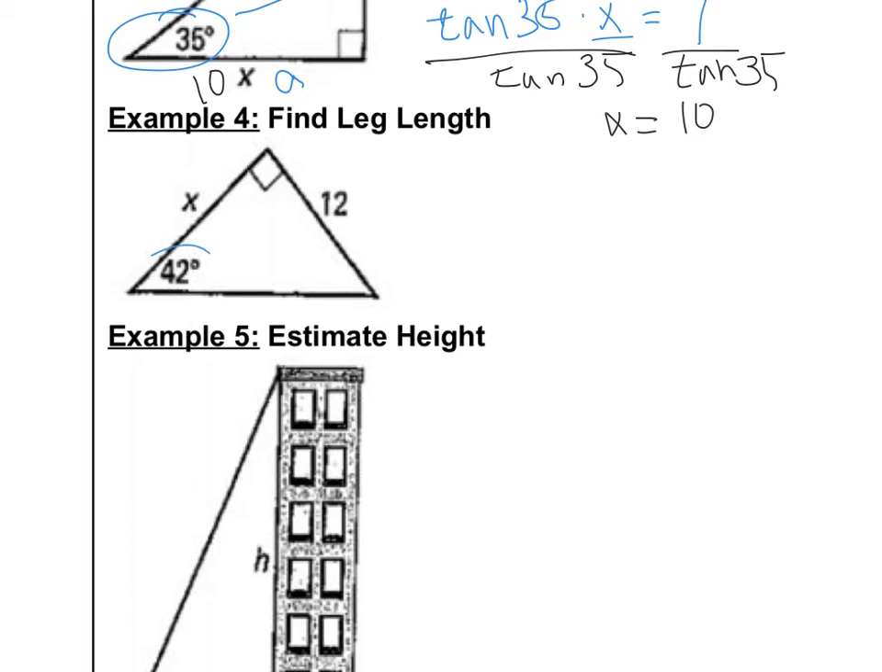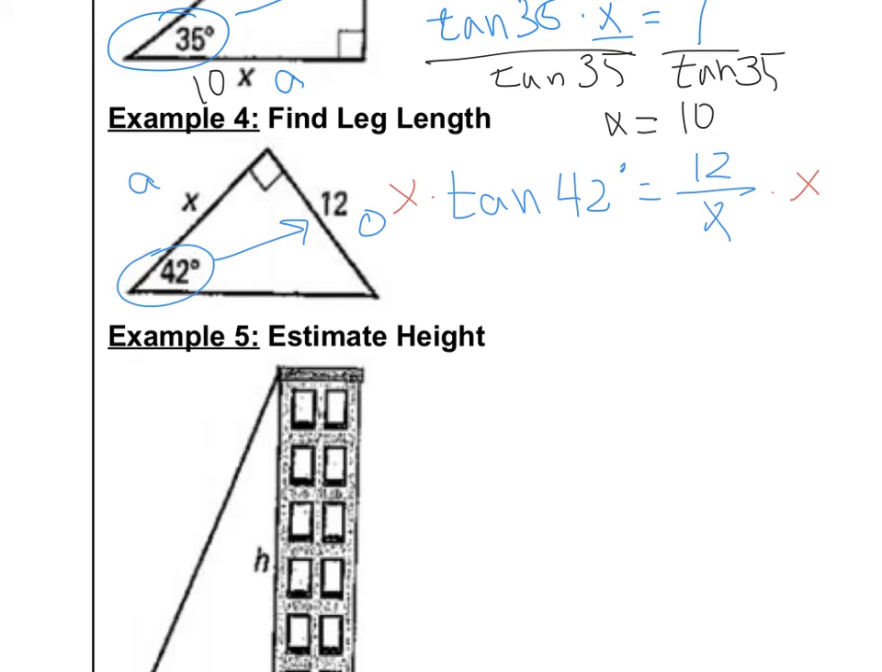Okay, so here is our example 4. Here is our angle. So look opposite. There's your opposite side. Then that means this is the adjacent. So here we're going to say tangent of 42 degrees equals my opposite, which is 12, over the adjacent, which is x again. So this is just like the last one, really. All we have to do is multiply both sides by x. So now we have tangent of 42 times x equals 12.